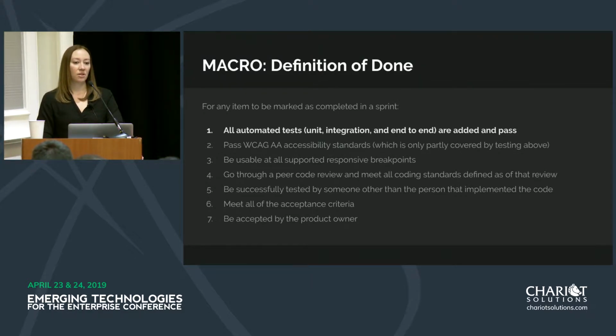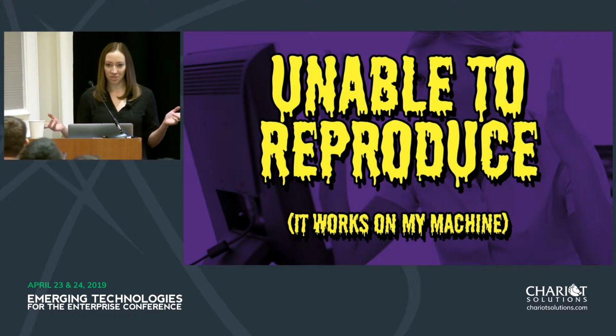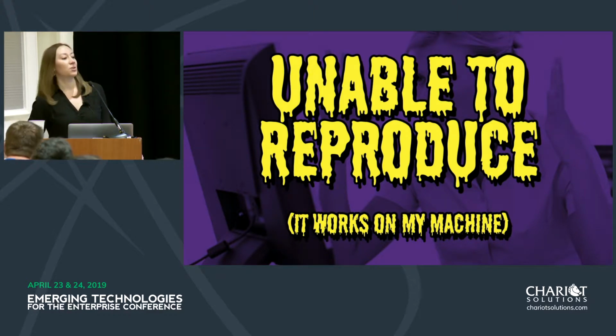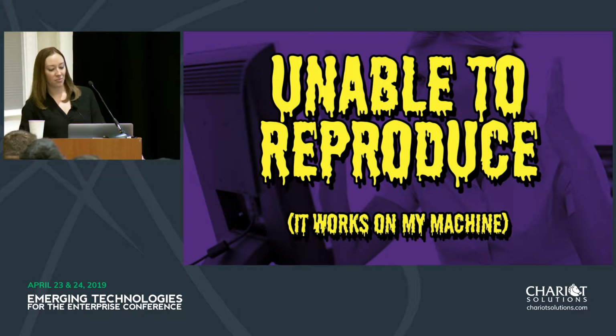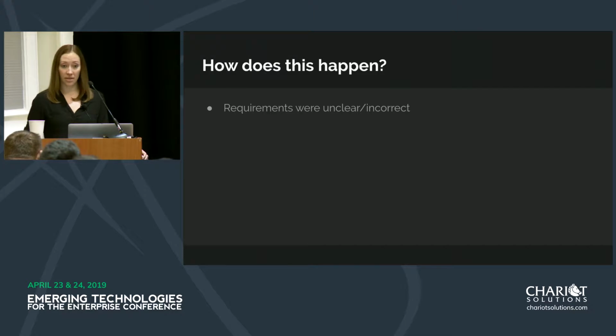So that has been working really well for us. And it's gotten a lot of the developers and QA to work closer together. But it hasn't been all smooth sailing. So one of the other horror stories that we have is "unable to reproduce," AKA "it works on my machine." So how did we fix this? Why does this happen, first of all? Sometimes requirements are unclear or incorrect. So either the developer is working on the wrong thing or the tester might be testing the wrong thing.